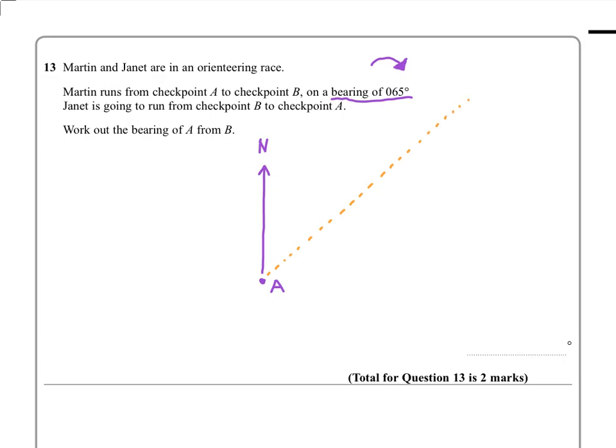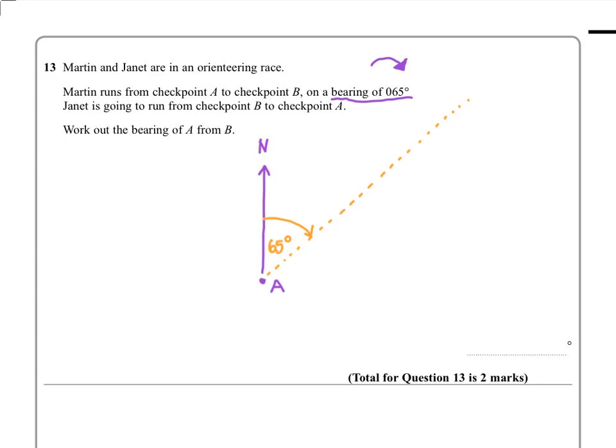Now, it says here that Janet is going to run from checkpoint B to A. Now, you don't know where B is yet, okay? You know it's on this bearing, and you can write 65 degrees here, okay? And look, you've turned clockwise. So B is on this dotted line somewhere. But let's just see what it says about Janet. Janet is going to run from checkpoint B to checkpoint A. And it says work out the bearing of A from B.